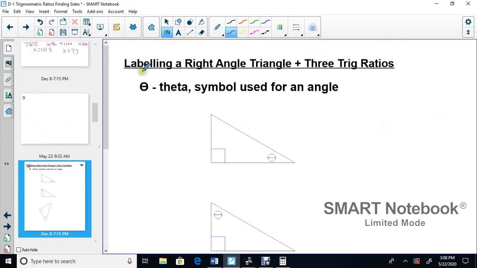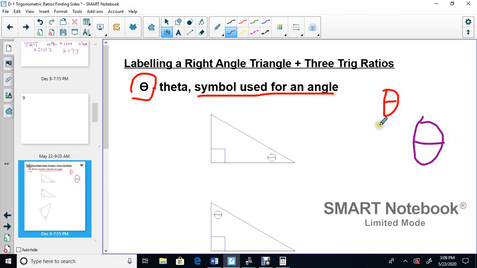I'm going to move on now to labeling a right angle triangle and the three trig ratios. So first we're going to work on labeling the triangle. Now we have this funny symbol here, theta. It's basically like a 0 with a line through the middle. It's called theta. It's a Greek symbol. It's the symbol we use for angles, for any angle. So here's our theta.